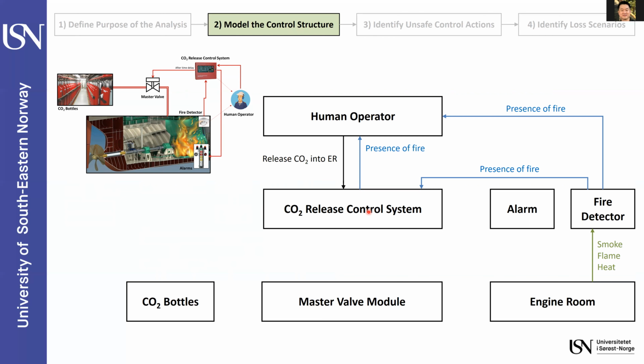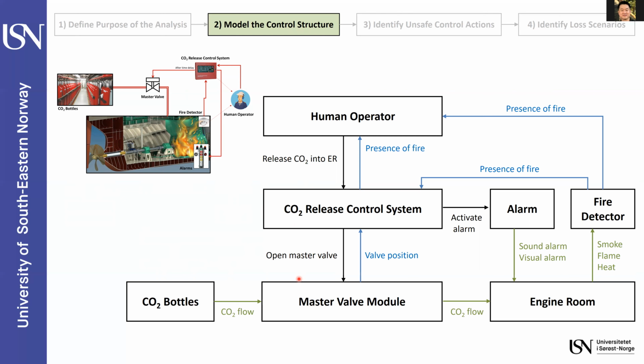Then, do you remember that the CO2 control system does not open the valve immediately, but instead activates an alarm first? So it activates the CO2 release alarm inside the engine room. Then this alarm provides both sound and visual alarm. And after a certain amount of time delay, the CO2 release control system opens the master valve. Then the CO2 flows from the CO2 bottle through the master valve module to the engine room. Then the master valve module provides the valve position as feedback to this control command.